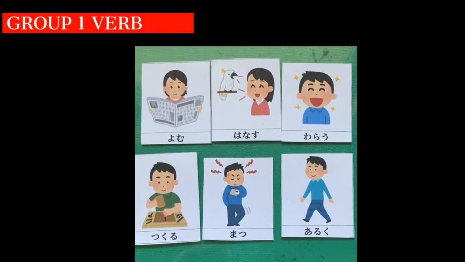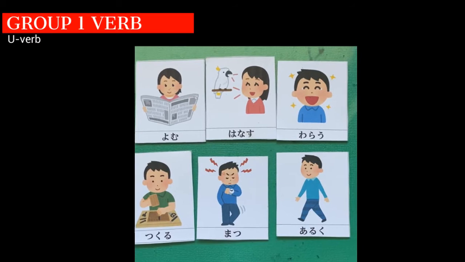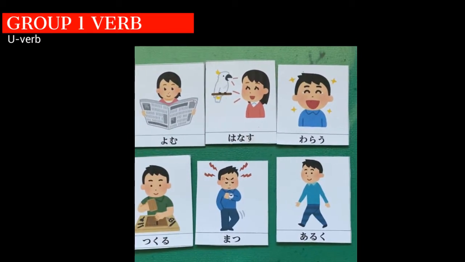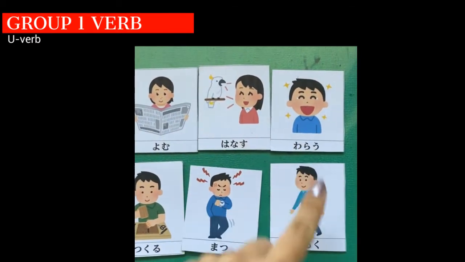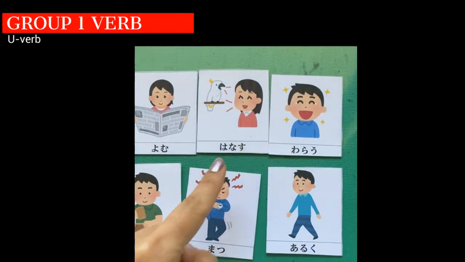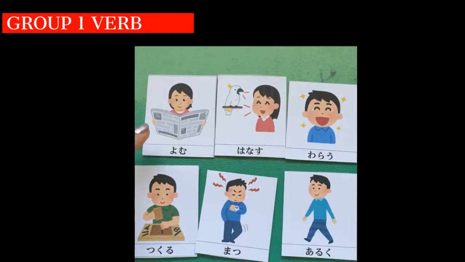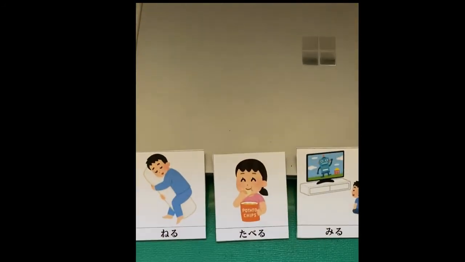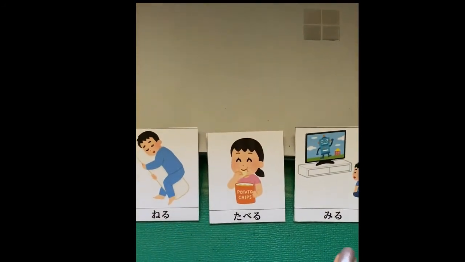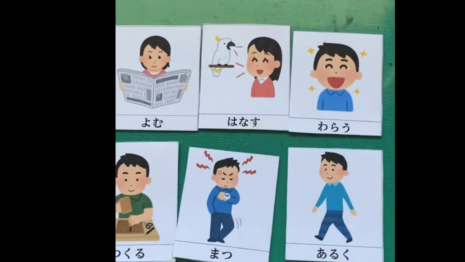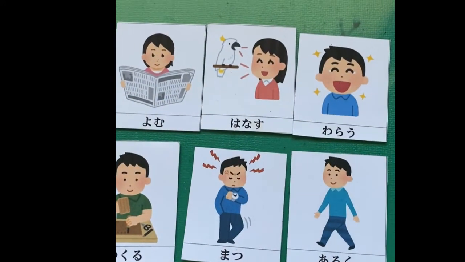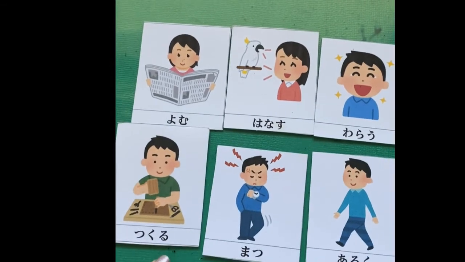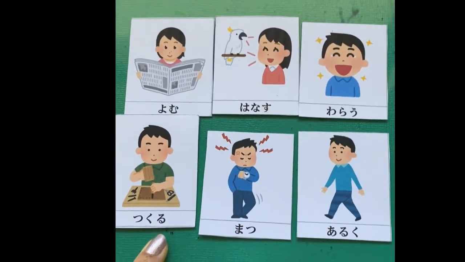These are the examples of group 1 verb, or you can call them U verb. 笑う、歩く、話す、待つ、読む、作る。Unlike group 2, where verbs end with る all the time, group 1 verbs end with different letters. Sometimes it's る, but this one belongs to group 1.